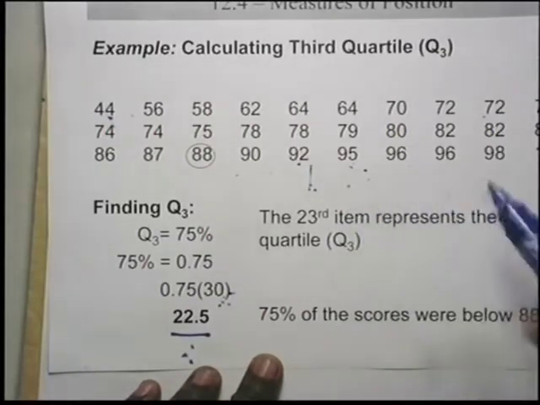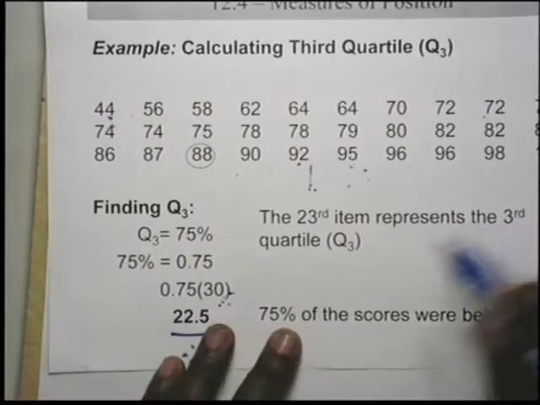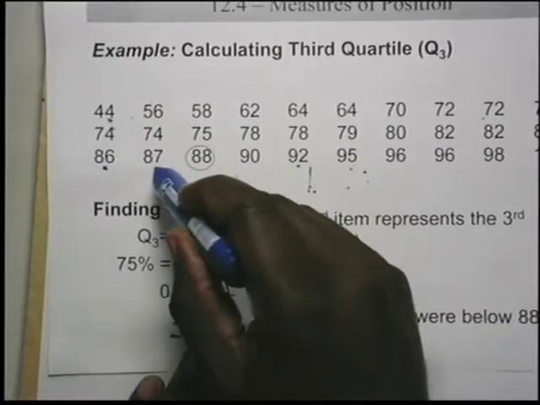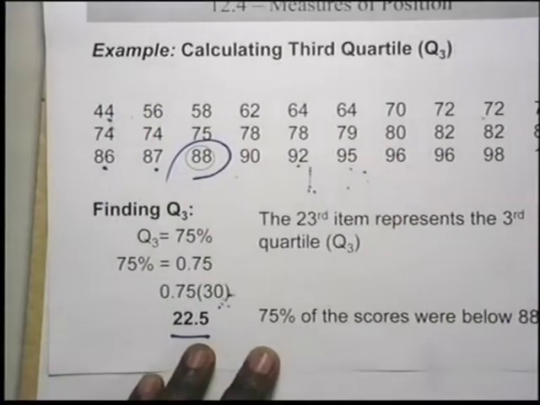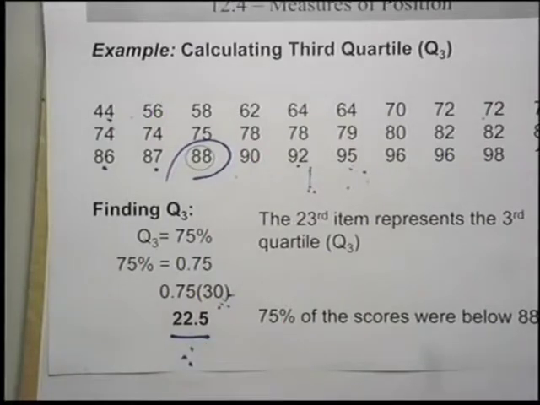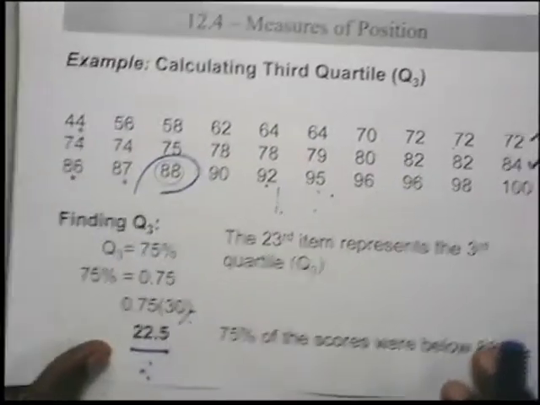The 23rd item is the one that represents the third quartile. Now, if you count here, it's 10, 20, 21, 22, 23. So 88 is the number that we're interested in. So 75% of the scores were below 88%. That's how we calculate our quartile. That is ungrouped data. It's so simple.